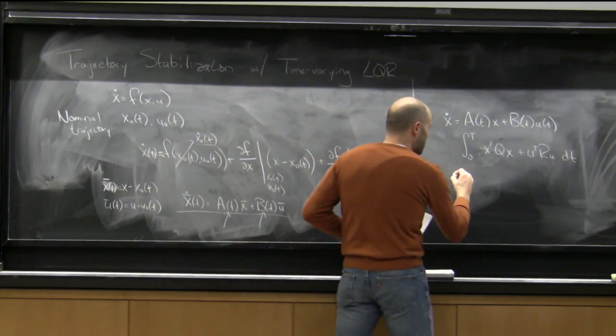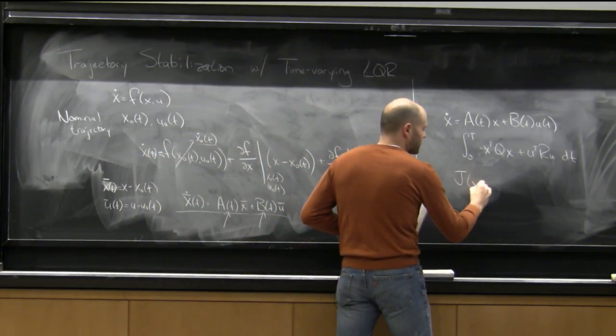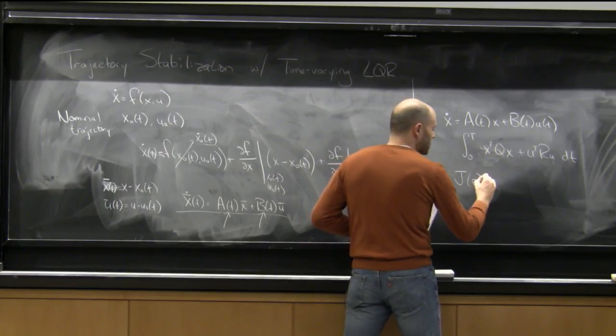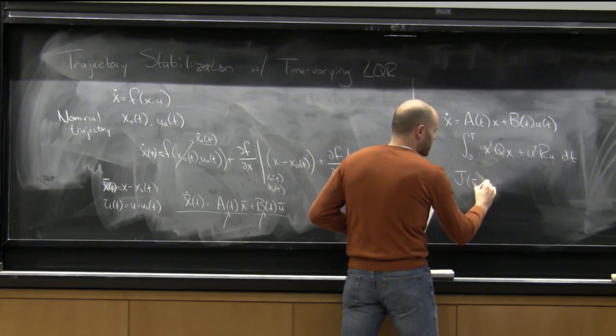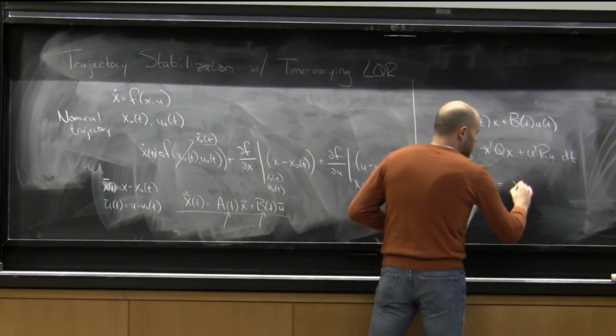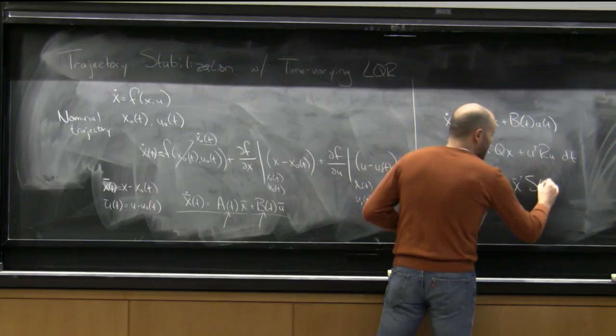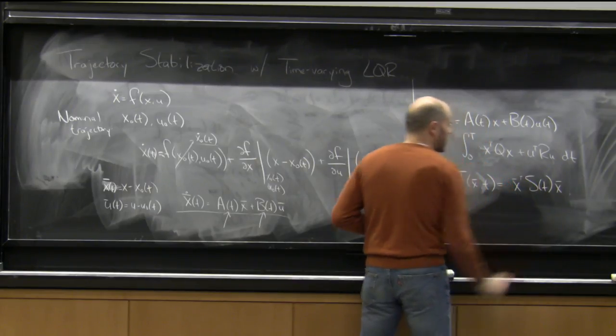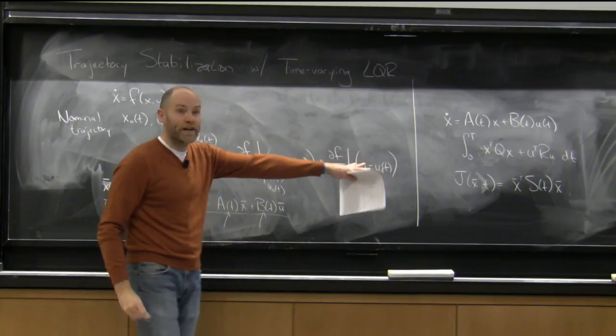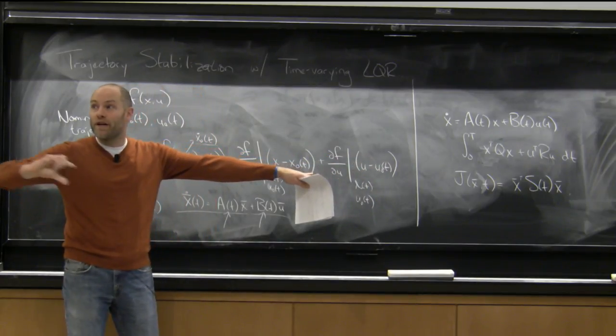So it turns out that the optimal cost to go, J of X bar, which depends on time now, has the form X bar transpose S of T X bar, okay? It's still a quadratic form, but the quadratic form varies in time.